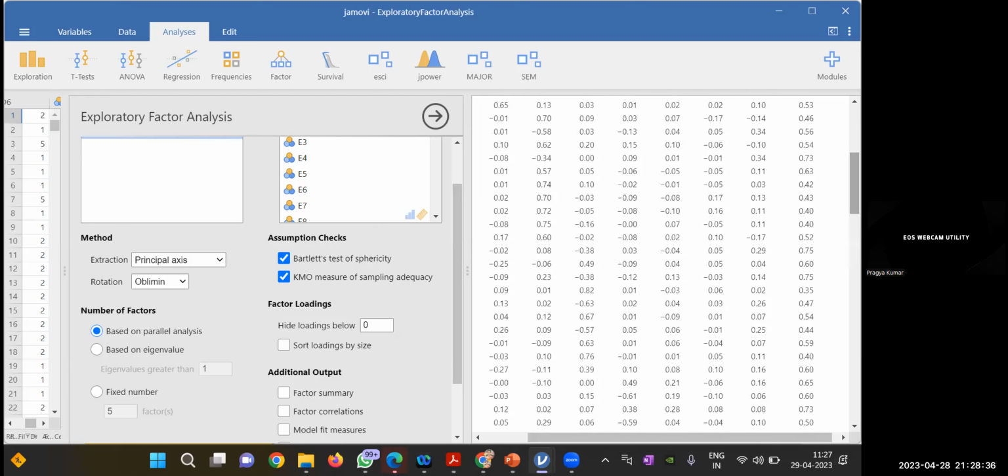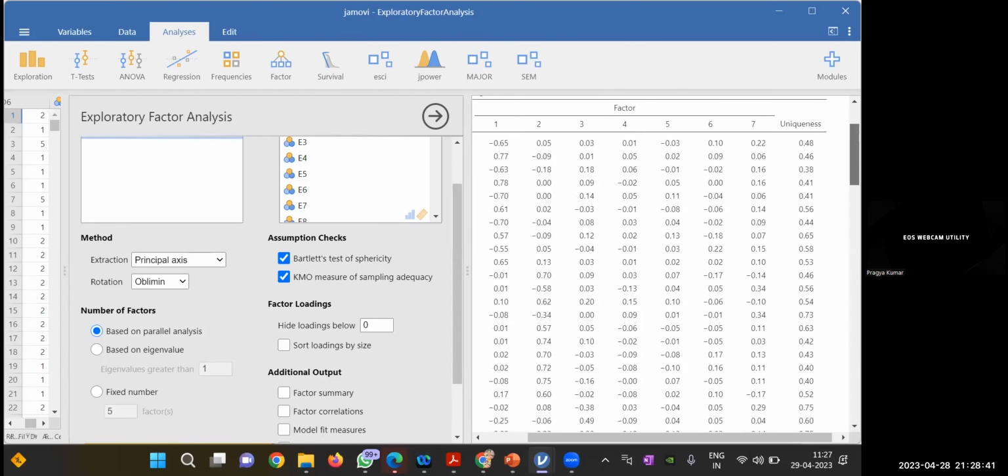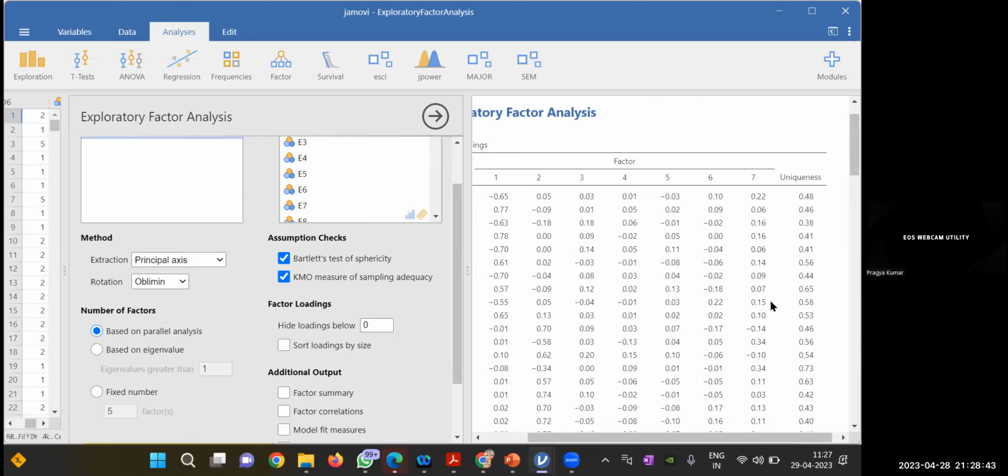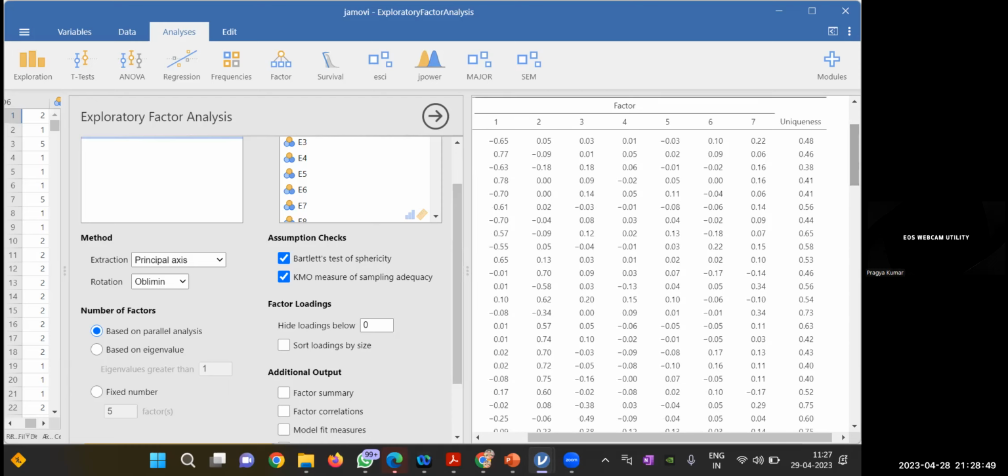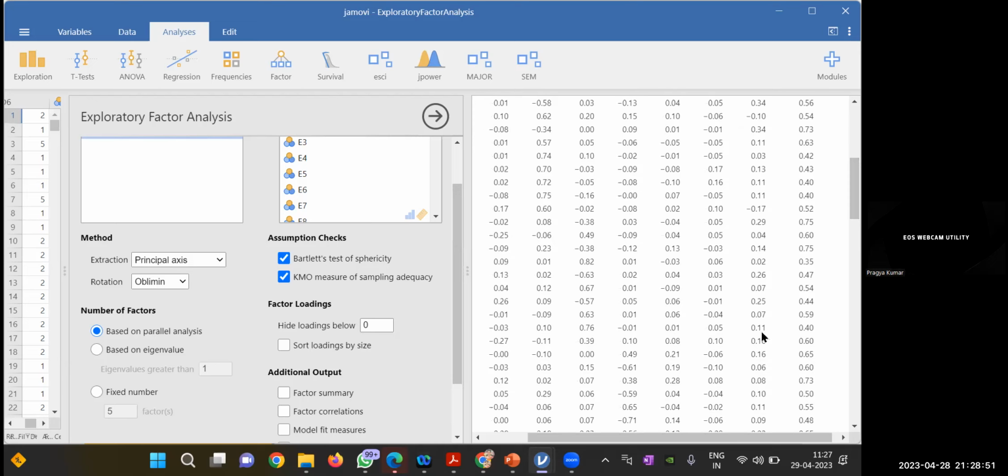If you keep it 0, then see what will happen. Then can you see now all the columns are populated? Now there is no empty space. Pavni and other participant, Rupali, I can see your name here. Can you appreciate this? So if you keep it as 0, that means it will not hide anything.